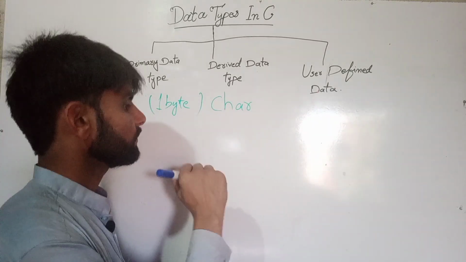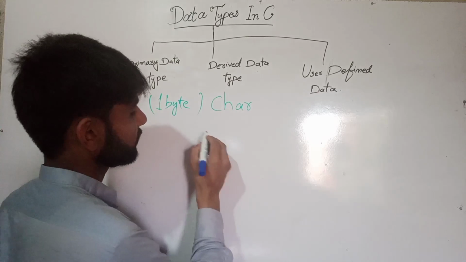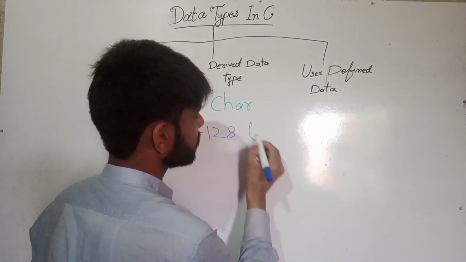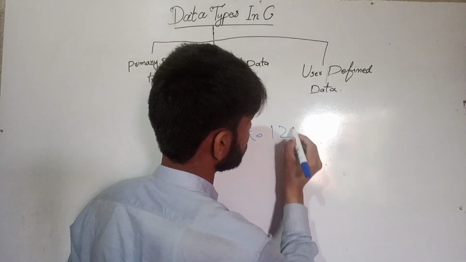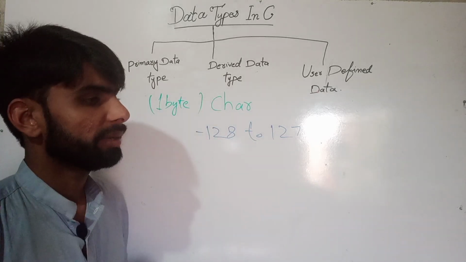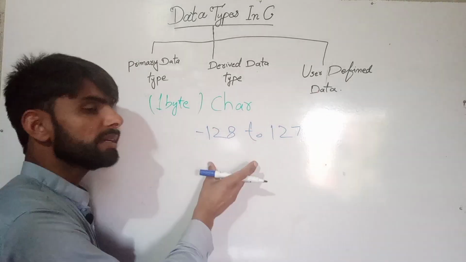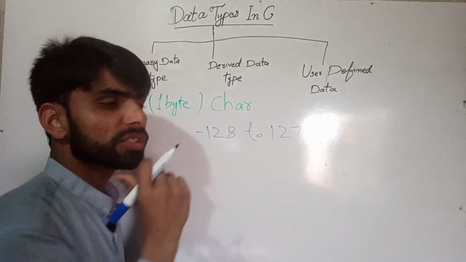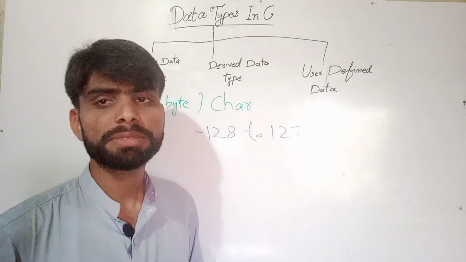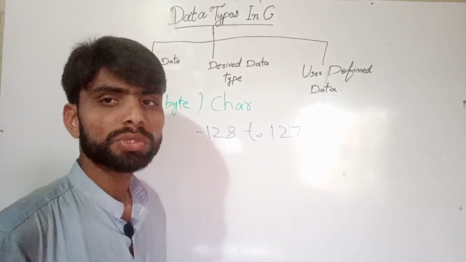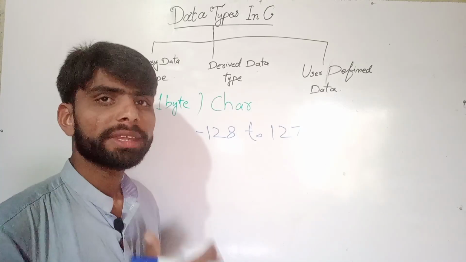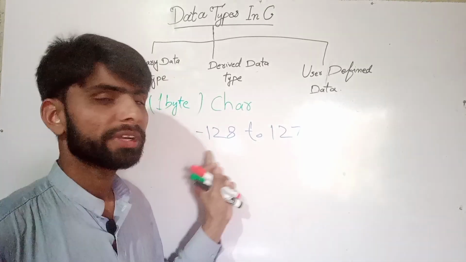And next, what is the range of the char data type? The range of the char data type is negative 128 to 127, right? So this is the signed range of the char data type. This is for a 16-bit machine, so it depends on the machine. This range completely depends on the machine, right? If we use a 32-bit machine, then the range will be different.